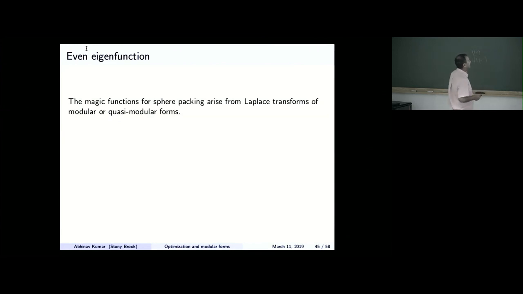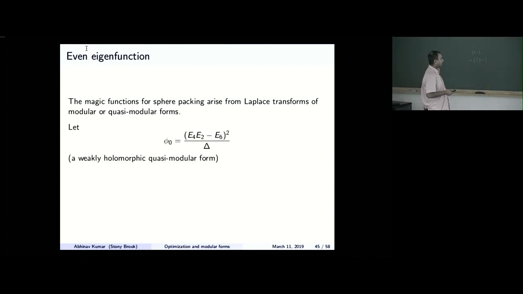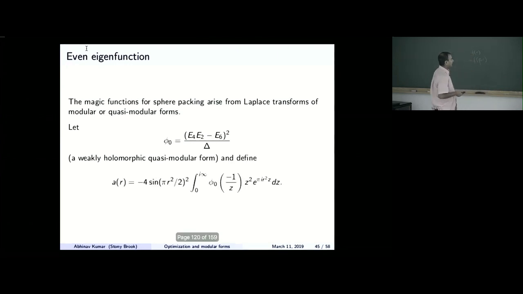So I'm just going to describe where the magic functions come from. They come from Laplace transforms of modular or quasi-modular forms. In particular, I'm going to tell you how to make the function for 8 dimensions. Take this quasi-modular form, E4 E2 minus E6, divided by delta. It is weakly holomorphic because it has a pole from delta, and it's quasi-modular because it has E2. And you take its Laplace transform. So here's the modular form; you multiply by essentially e to the pi r squared z, and take a contour integral from 0 to i infinity. That's a Laplace transform with respect to the variable r squared. And you multiply this by 4 sine squared of pi r squared over 2.